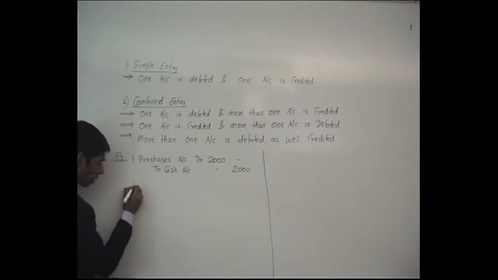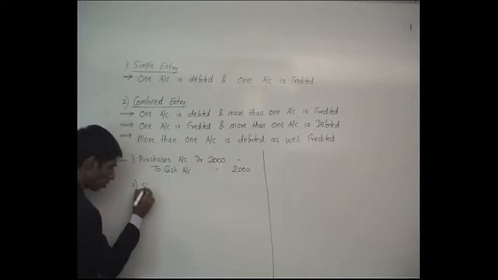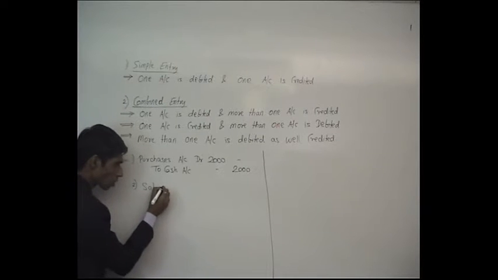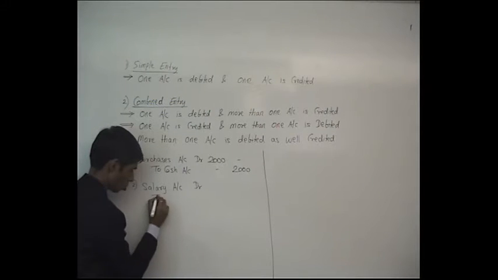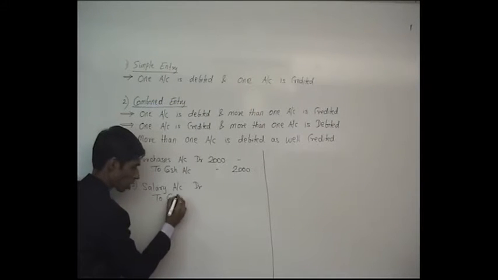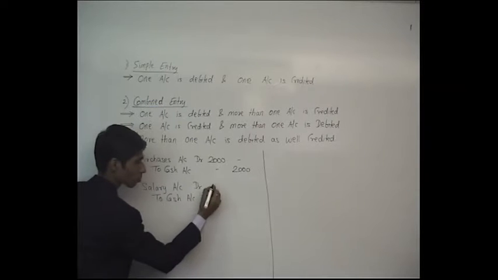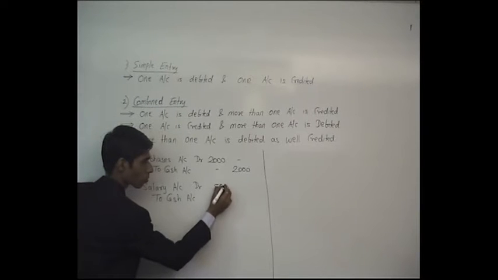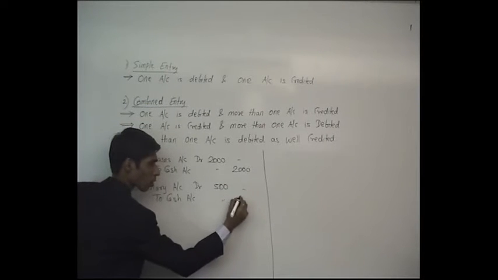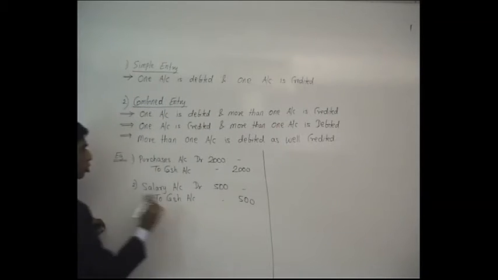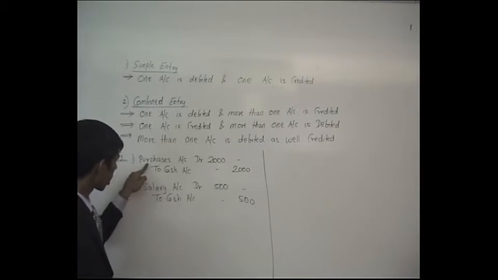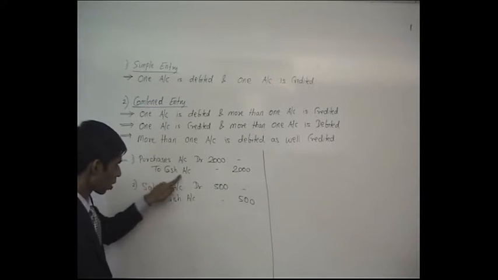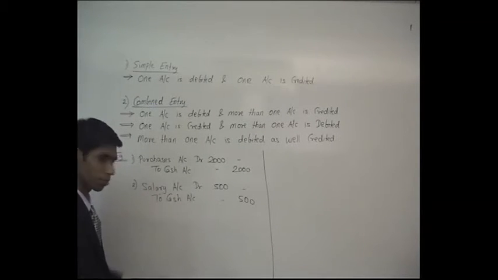One more example related to this. If I write down like this, salary account debit to cash account, this is also an example of simple entry, because one account is debited, one account is credited.